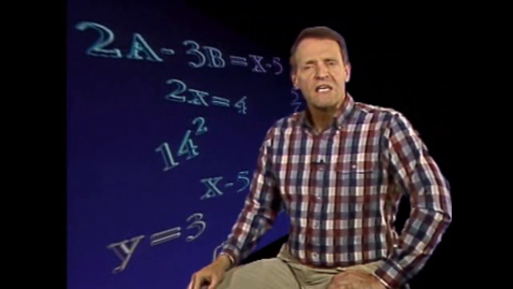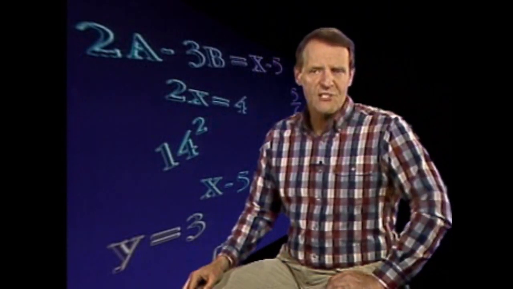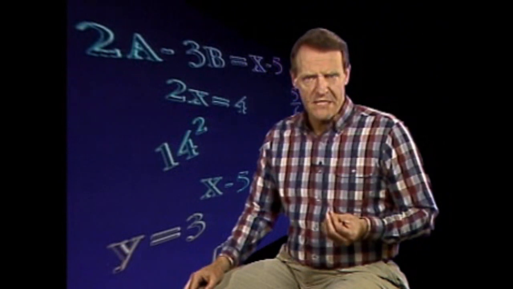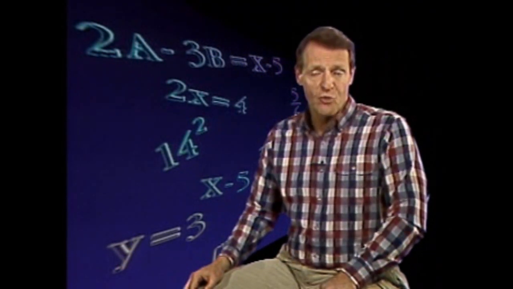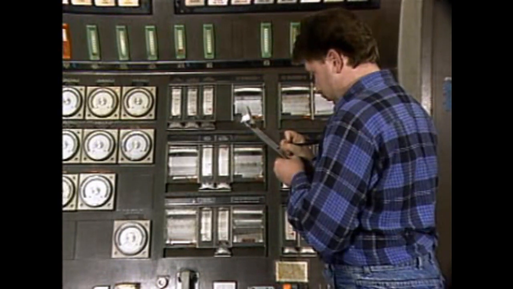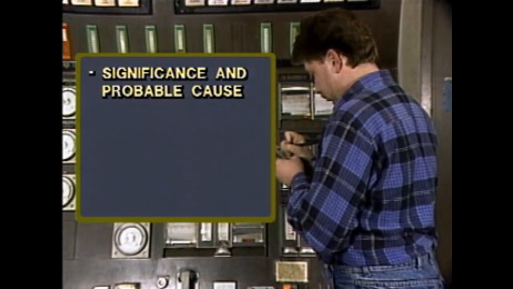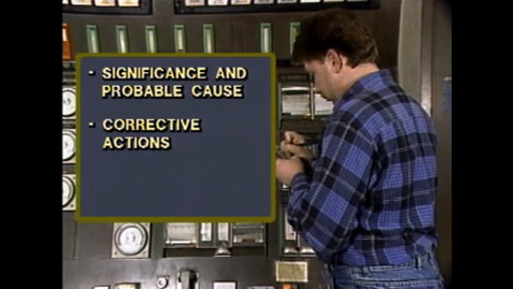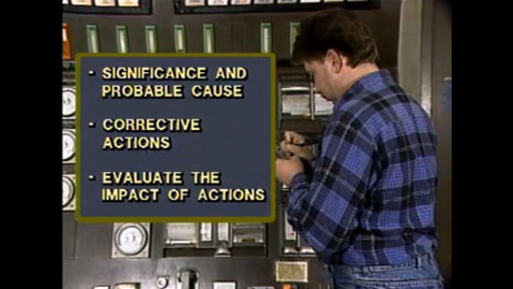Trend analysis is the term used to describe the process of figuring out what a trend means and determining any adjustments that should be made. There are 3 basic steps involved in trend analysis: determining the significance and probable cause of the trend, finding out what, if any, corrective actions to take, and evaluating the impact of those actions before making any adjustments.